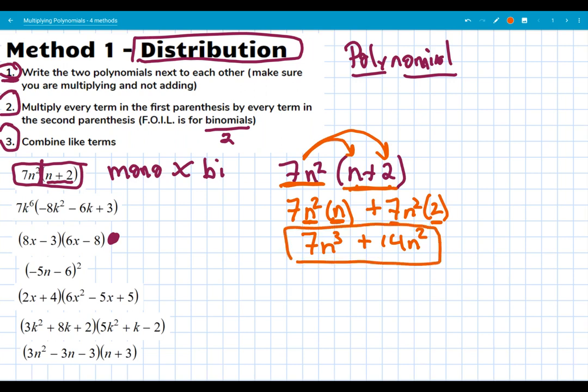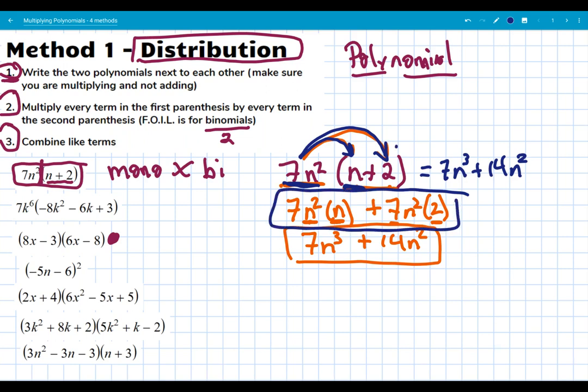So I'm going to see if I can do that just by distributing. 7n squared times n. I'm going to draw that arrow. This person comes to the house, meets up with n, shakes hands, and they get 7 times n. There's now 3 n's. Then the 7 times 2 makes 14. It's positive. The n squared had no partner, so it just stays n squared. So I'm not going to do this part anymore. I'm just going to go straight to here.